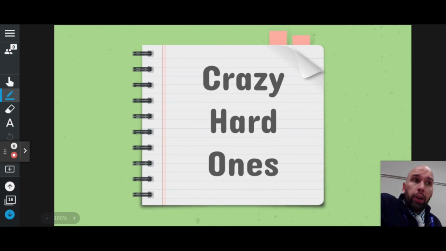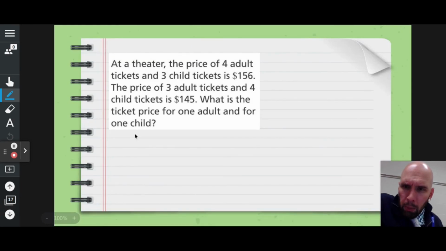So believe it or not, that one I didn't consider a crazy hard one, but I probably should have. So let's see what the crazy hard ones look like. It can't be much crazier than what we just dealt with. At a theater, the price of 4 adult tickets and 3 child tickets is $156. The price of 3 adult tickets and 4 child tickets is $145. I think this problem's a whole lot easier than the last one. What is the ticket price for 1 adult and 1 child?